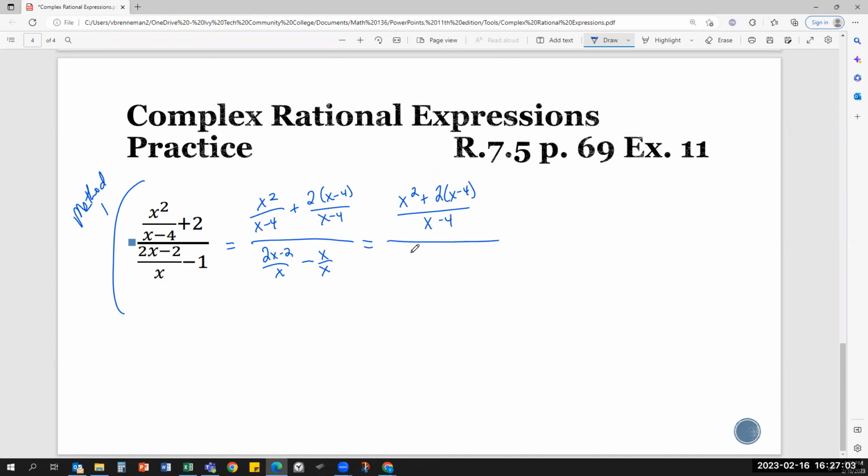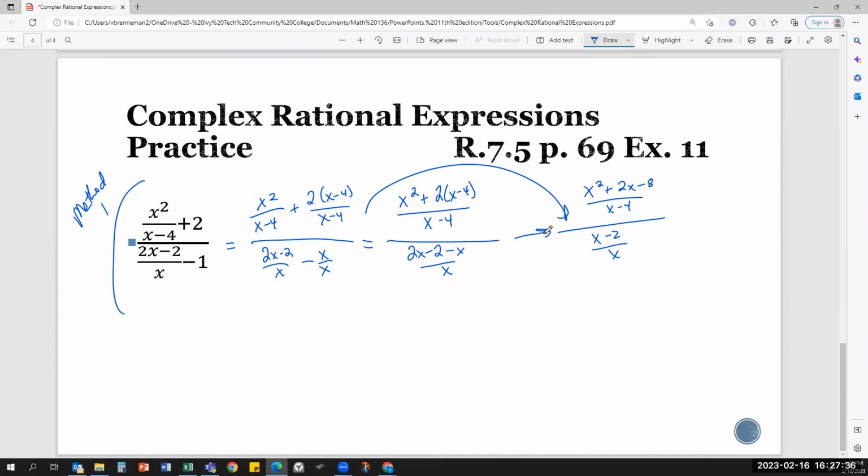And then on the bottom, and I could do more of this all in one step, but I'm just writing, so 2x minus 2 minus x over x. So I could have gone straight to this and have x squared plus 2x minus 8 over x minus 4, and then x minus 2 over x. Whether you need to write that intermediate step or not is a matter of what you're comfortable with and what your preference is.